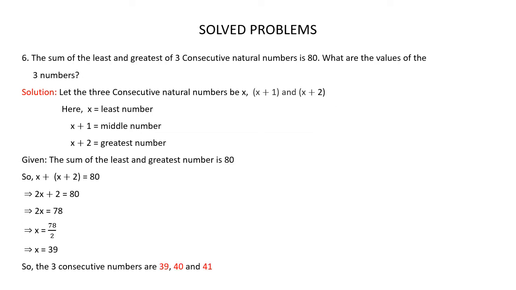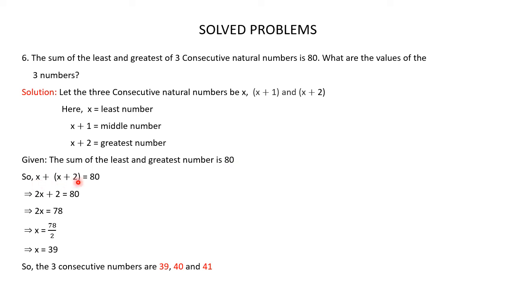Question number 6. The sum of the least and greatest of three consecutive natural numbers is 80. What are the values of the three numbers? So let the three consecutive natural numbers be x, x plus 1 and x plus 2. Here x is the least number, x plus 1 is the middle number and x plus 2 is the greatest number. It's given that the sum of the least and the greatest number is 80.